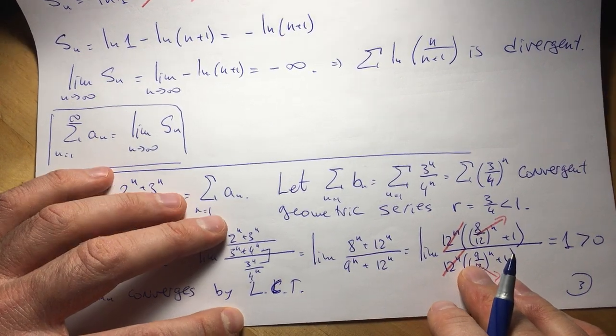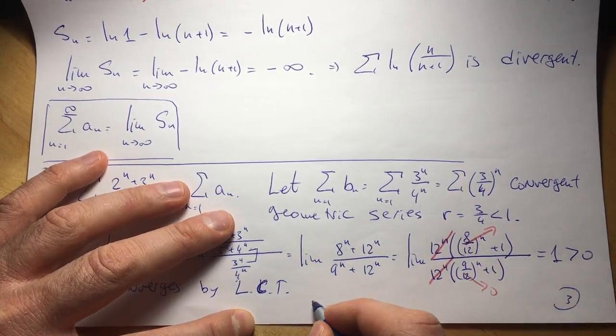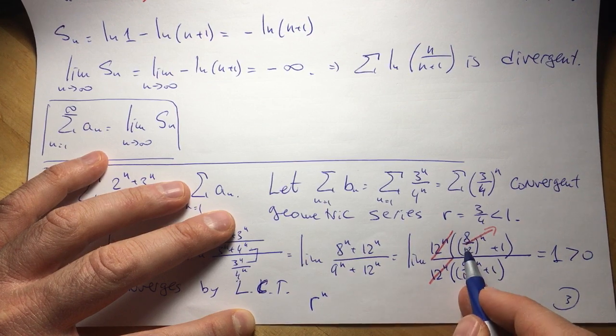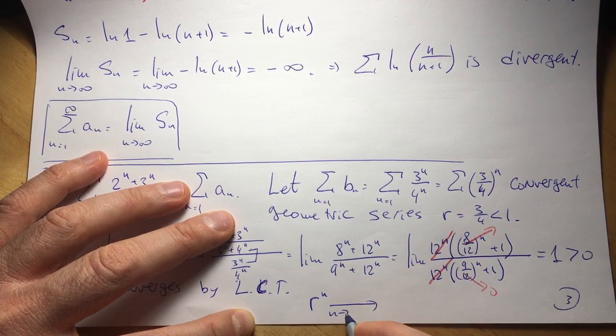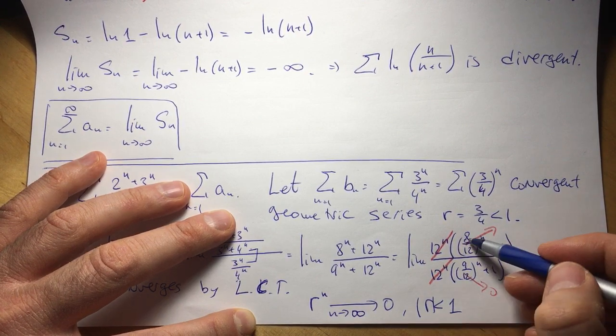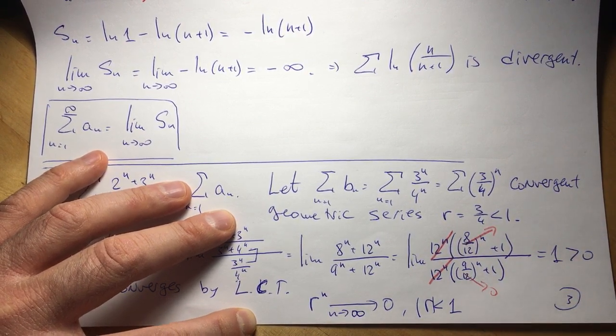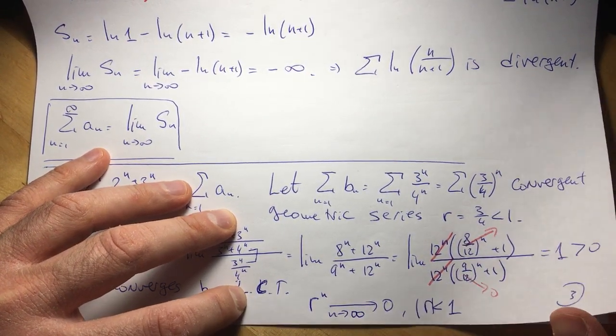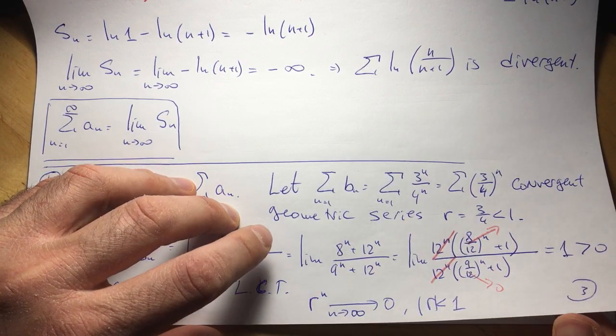Here I just want to remind you, if anybody forgot, that if you have a ratio to the power n, the sequence as n goes to infinity goes to 0 as long as the ratio is less than 1, and 8 over 12 is less than 1, and 9 over 12 is less than 1. That's why that sequence goes to 0.